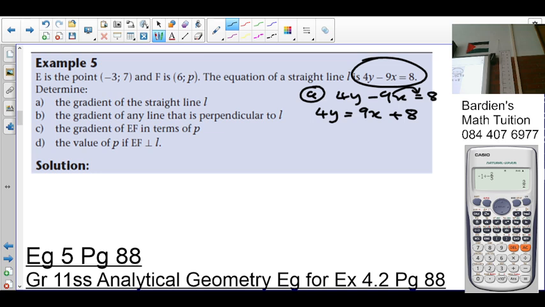What do I do now? Divide by 4. Because if it's in the form of y is equal to mx plus c, the coefficient of y is 1. Can you see that? It's not 4 or anything other than 1. So y is equal to 9 over 4 x plus 2. So what is the gradient of L? Therefore the gradient of L is 9 over 4.